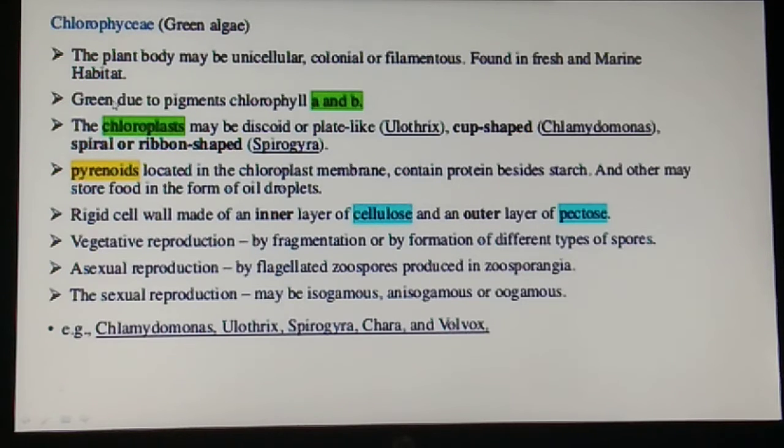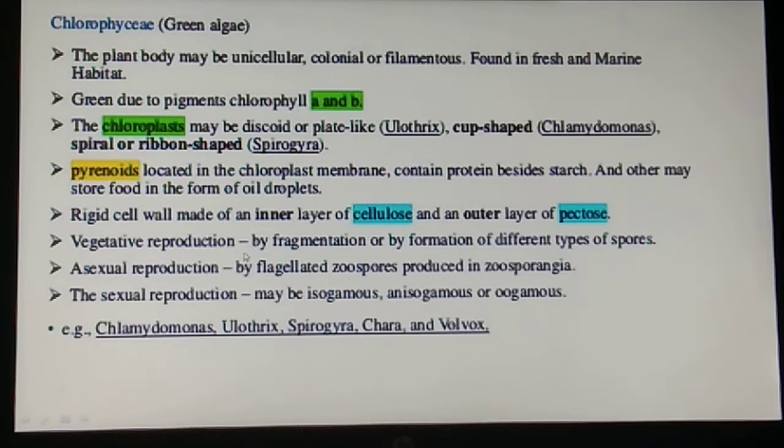Now students, they are green due to the pigments chlorophyll A and B. The chloroplast found in Chlorophyceae may be discoid or plate-like, as found in Ulothrix. It can be cup-shaped, for example in Chlamydomonas, and it can be spiral or ribbon-shaped, as found in Spirogyra. Pyrenoids are located in the chloroplast membrane, and they contain protein besides starch. Others may store food in the form of oil droplets. So oil droplets basically act as food for them.